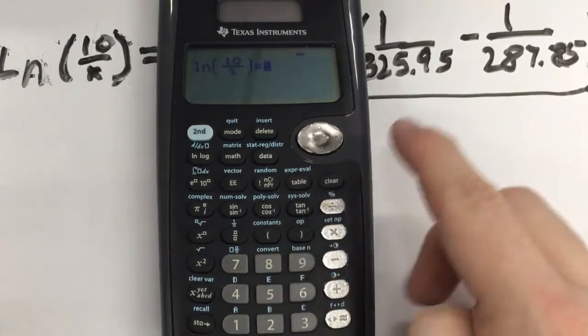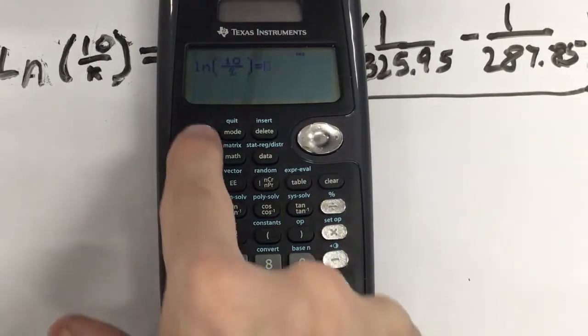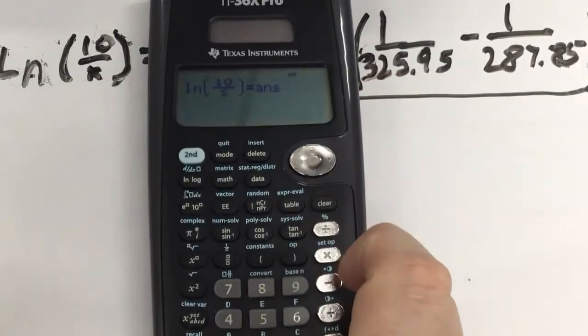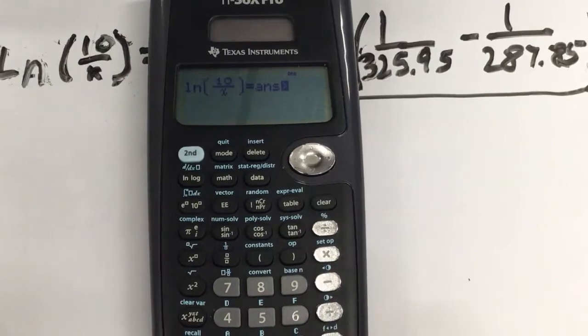And on the right-hand side, I don't want to write that giant 2.3 number. So instead, I'm going to go second, and way down here it says answer. That allows you to use your old answer as opposed to typing in the whole thing. So now I just press enter.